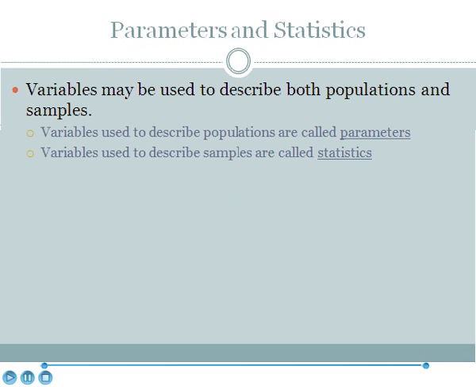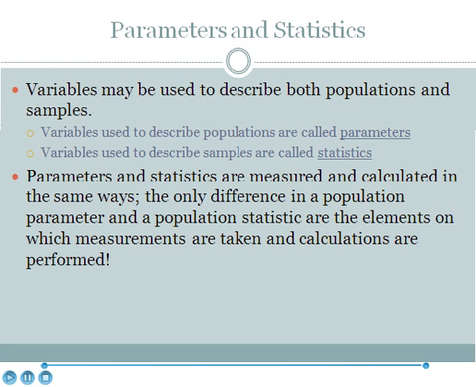Variables may be used to describe both populations and samples. If a variable is used to describe a population, it is called a population parameter. If it is used to describe a sample, it is called a statistic. Parameters in statistics are measured and calculated in the same ways. The only difference between a population parameter and a sample statistic are the elements on which measurements are taken and calculations are performed.